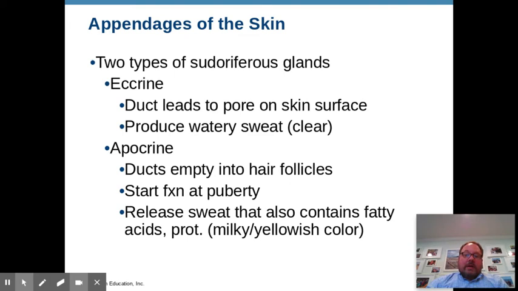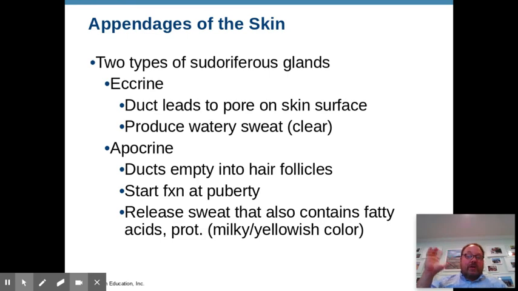Now, sweat glands come in two different types. There are eccrine glands and apocrine glands. Eccrine glands, those are the sweat glands that produce this watery sweat that we find all over the body. Our eccrine glands produce this watery sweat that cools us off.